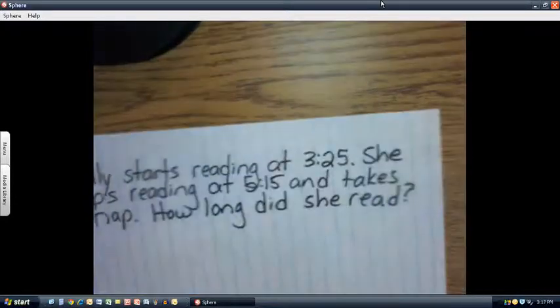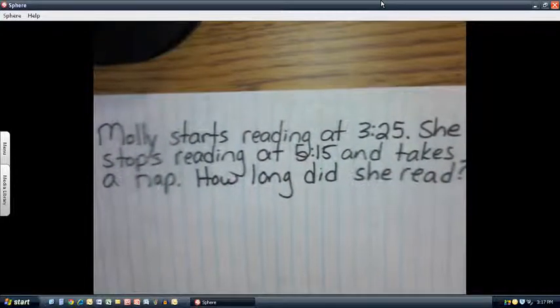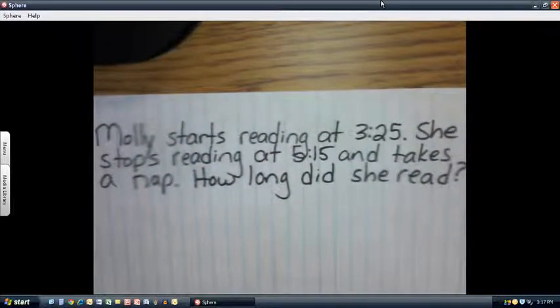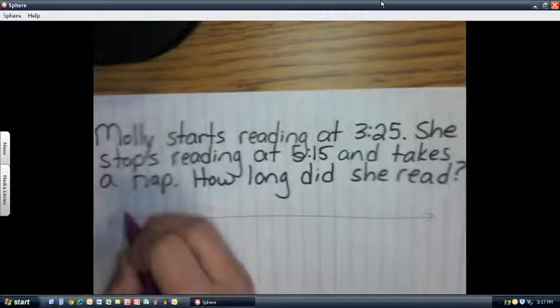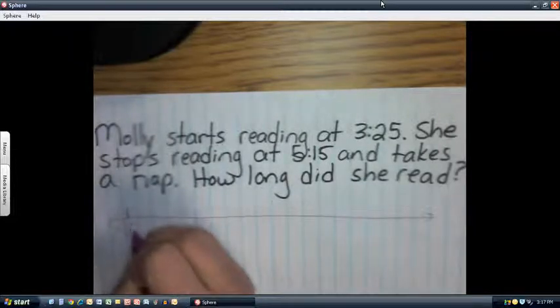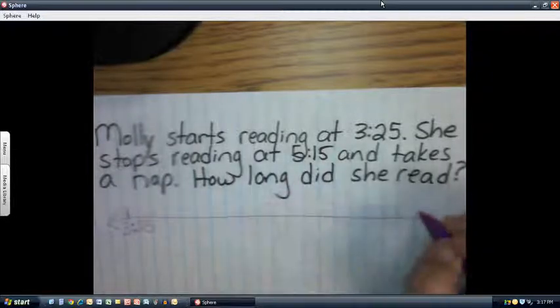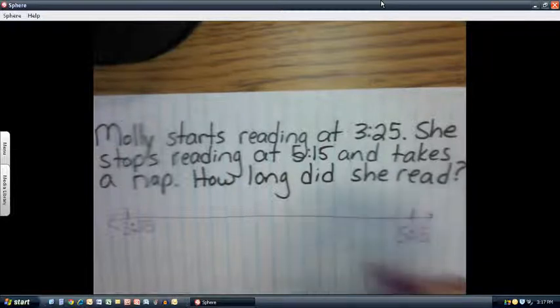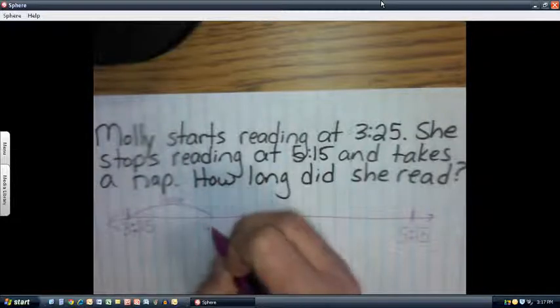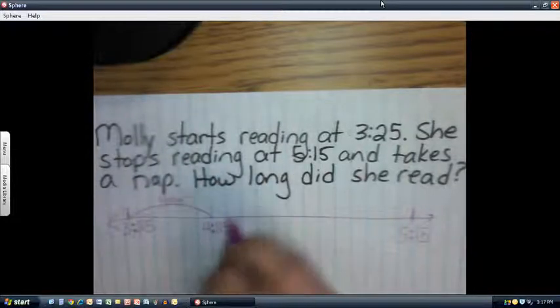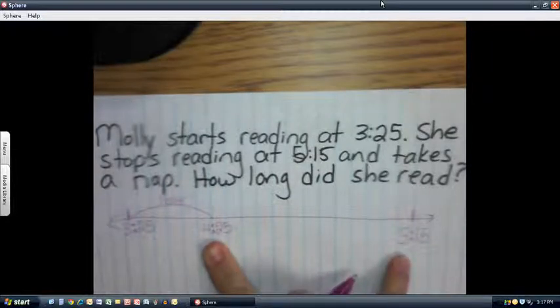Another example would be Molly starts reading at 3:25. She stops reading at 5:15 and takes a nap. How long did she read? So here's my timeline. Starting at 3:25 and going until 5:15. I'm going to start with hours. 1 hour after 3:25 would be 4:25. Another hour would be 5:25, and that's too long.